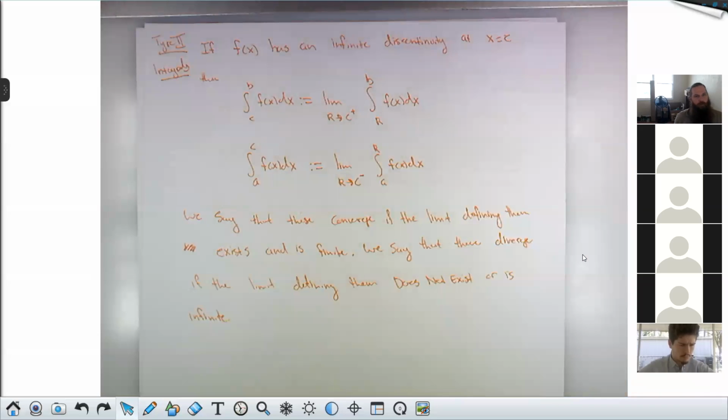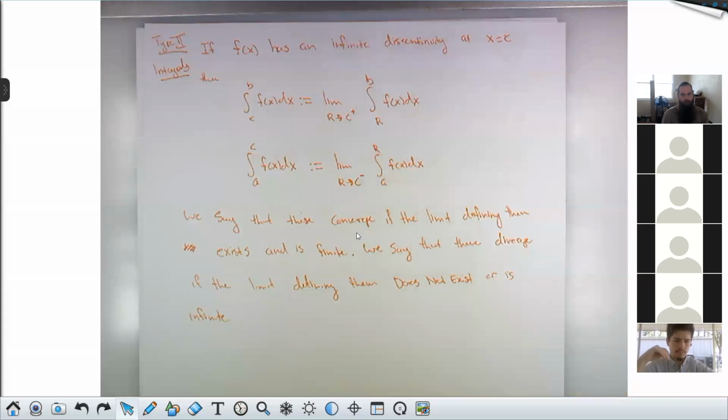Yeah, sorry, so we did these by example and I didn't actually give you the formal definition. So the big thing is the infinite discontinuity, right? If you have an infinite discontinuity at one of the endpoints, then you have to set it up as a limit, just like the examples we did in class today. If you have an infinite discontinuity in the middle, we saw an example like that, you have to split it up and treat each side separately.